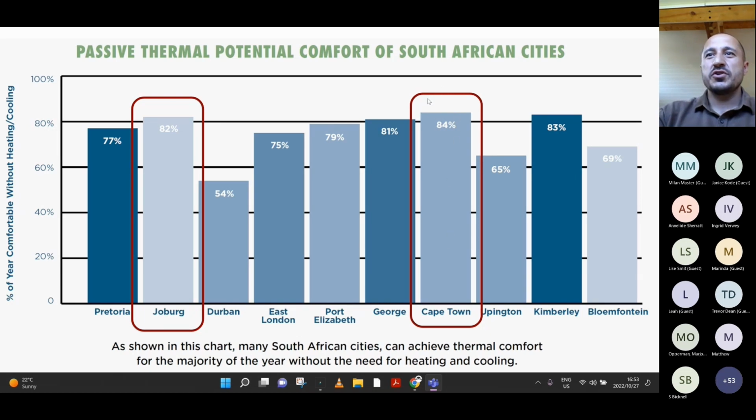So we should be starting from a base of, okay, how do we get to a point where we only need to turn the aircon on for less than 20% of the year? Or maybe we just accept the fact that for 15-20% of the year, it's a bit warm.